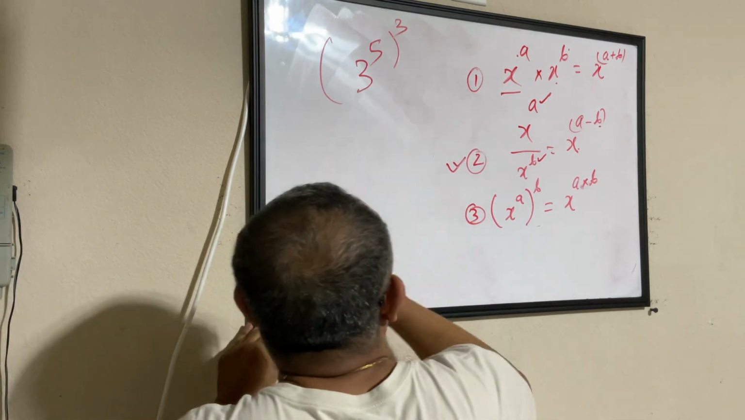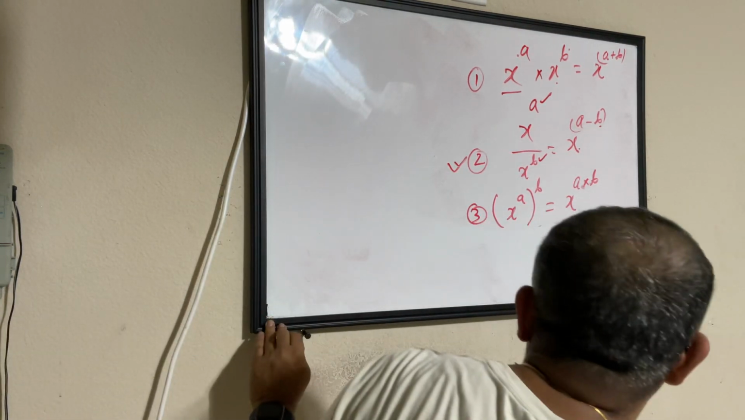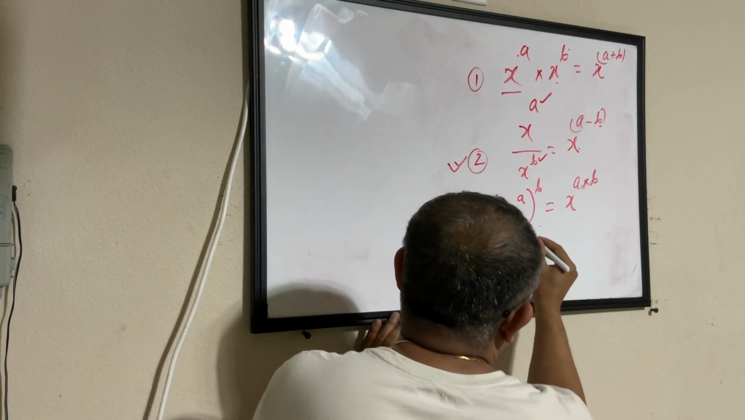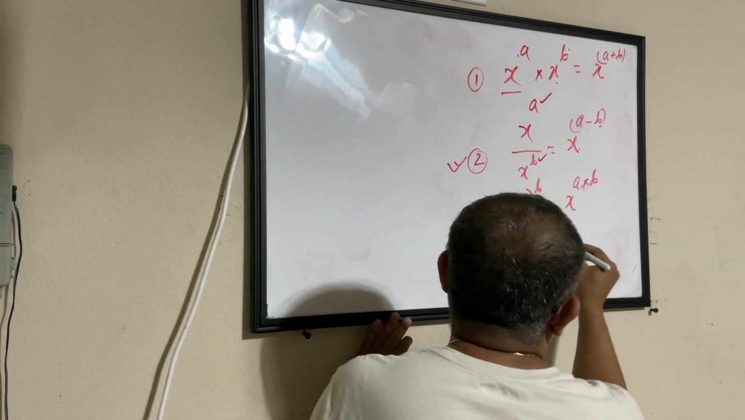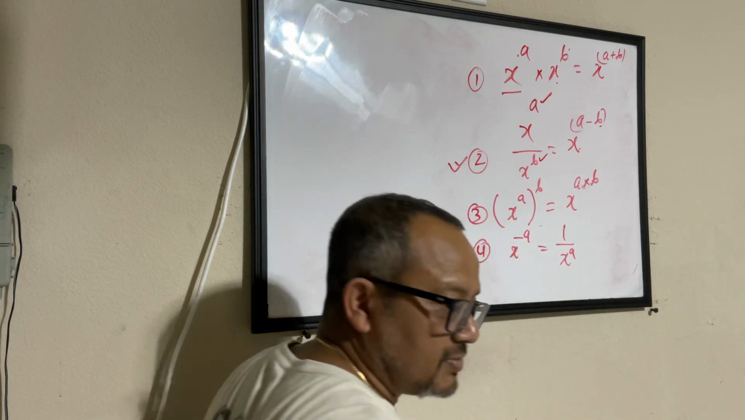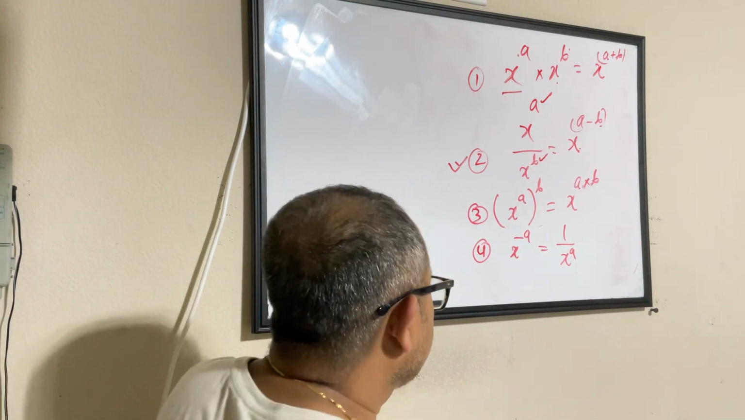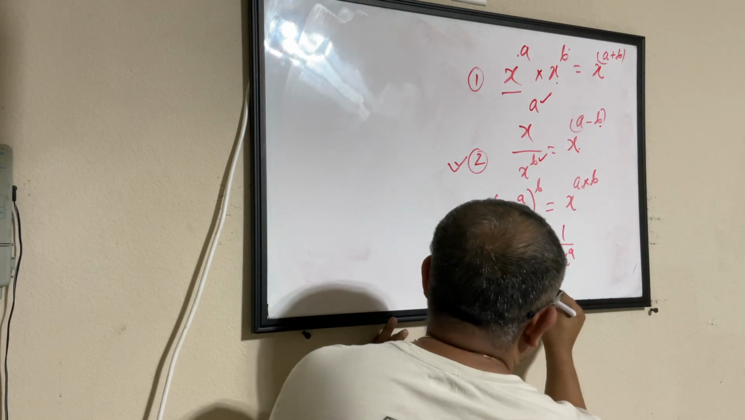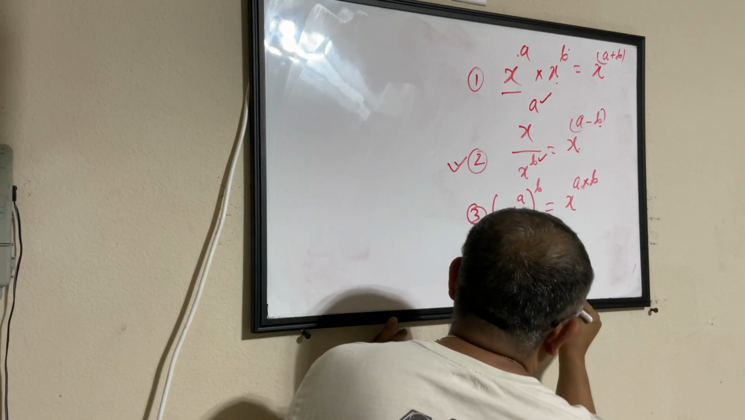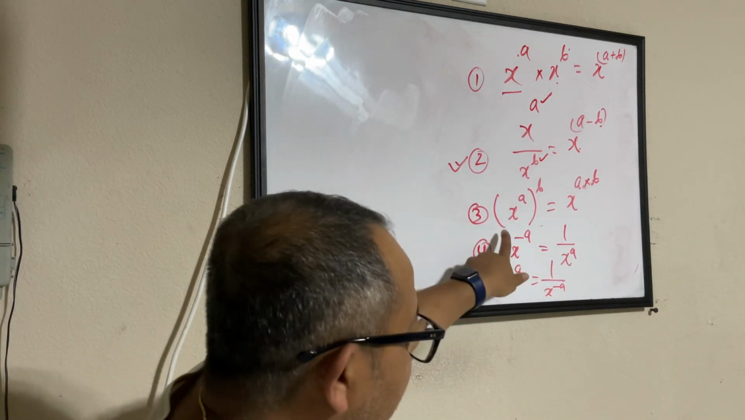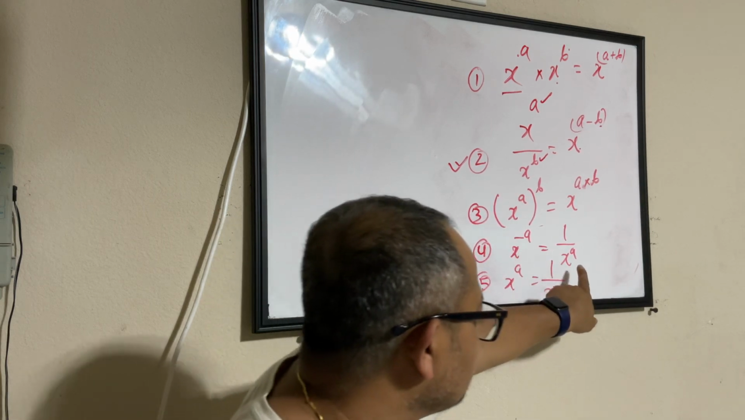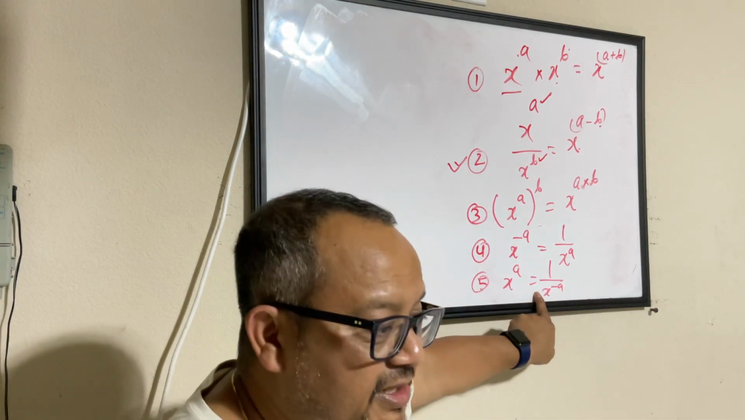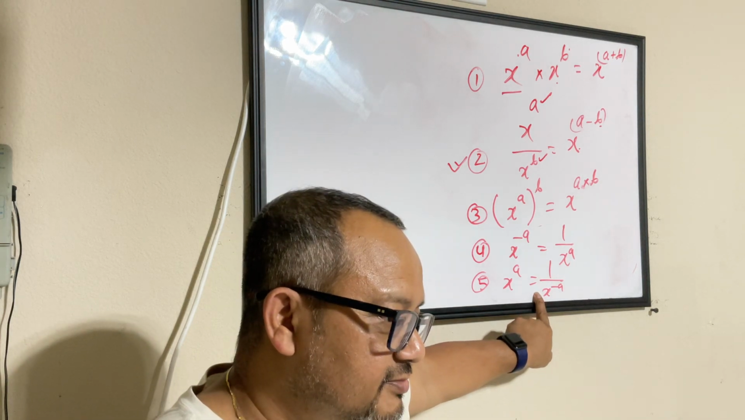Now you can literally play with this. I can write this as the fourth rule, that x to the power minus a equals 1 by x to the power a. Or I can extend this and say, if I have x to the power a, I can write this as 1 by x to the power minus a. So basically, when I have a negative sign, it converts to positive sign. If I have a positive sign, if I bring it down, it becomes negative sign. Is that okay?